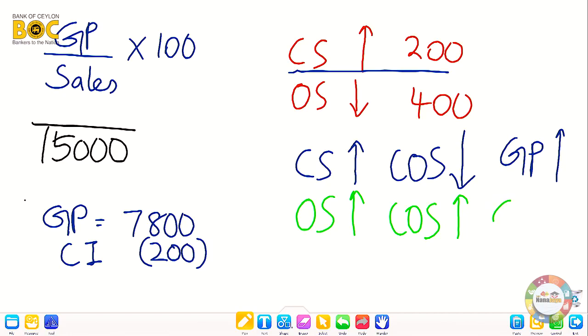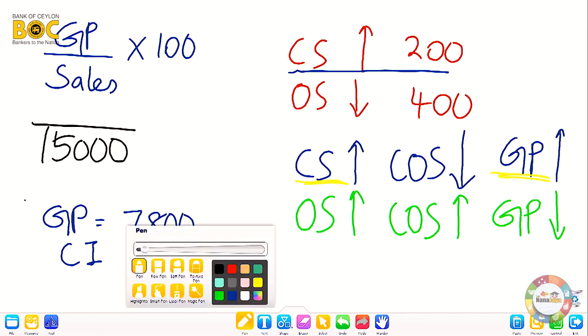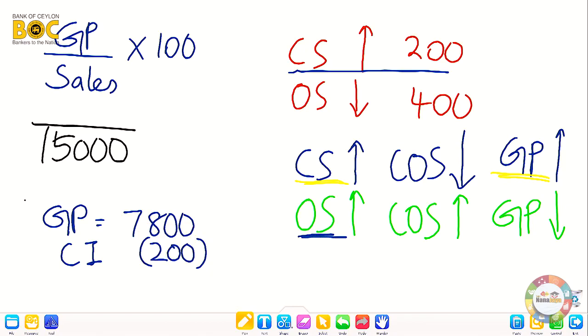Then what will happen to your gross profit? Gross profit decreases. The closing stock and gross profit are positively related. Closing stock increase means your gross profit also increases. The opening inventory increase means gross profit decreases, negatively related.